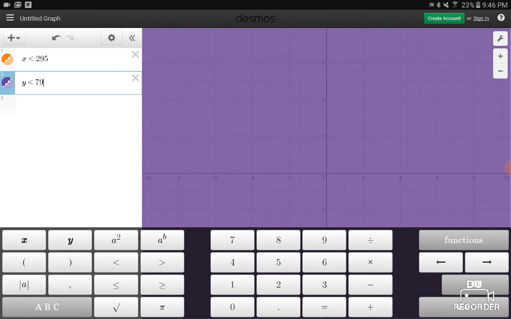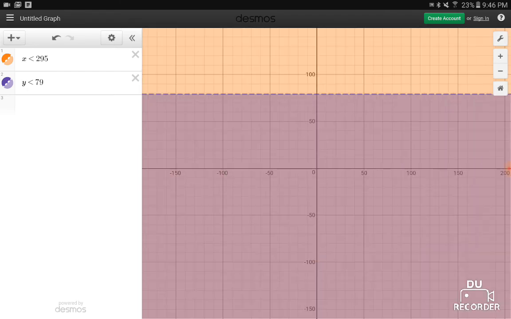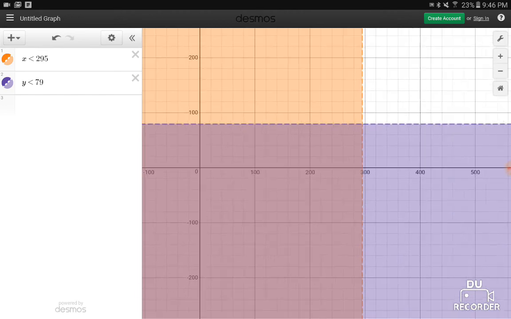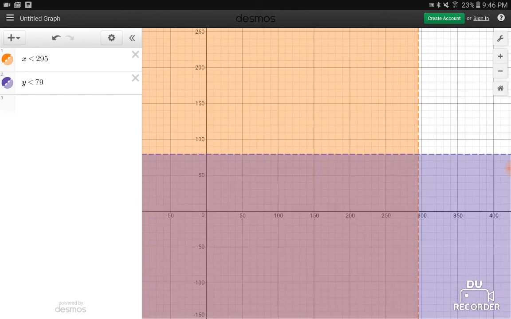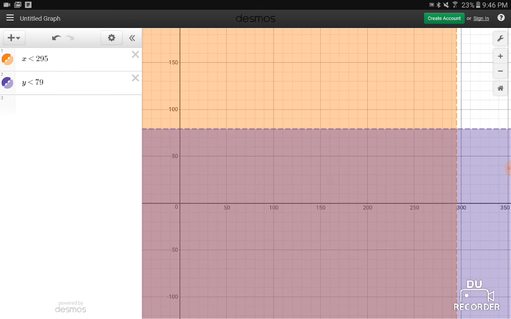Okay, so if I zoom out here, you'll see it's just kind of like a shaded blur. But, oh hey, now I'm getting something, right? So if we look at this graph, the area where they're overlapping is in this box, right? It's kind of a rectangle, where the height is less than 79 inches and the weight is less than 295. So that overlapping area would be the solution to our system.